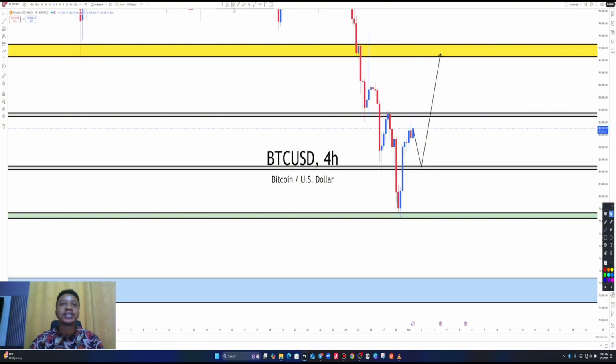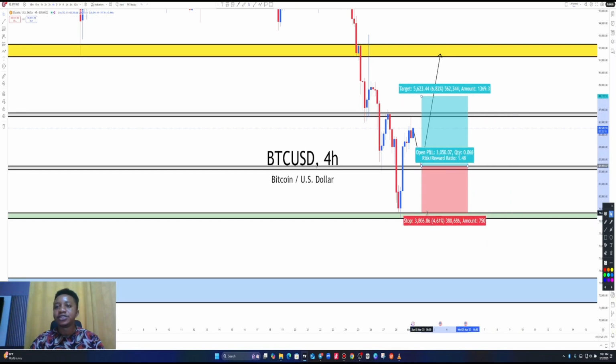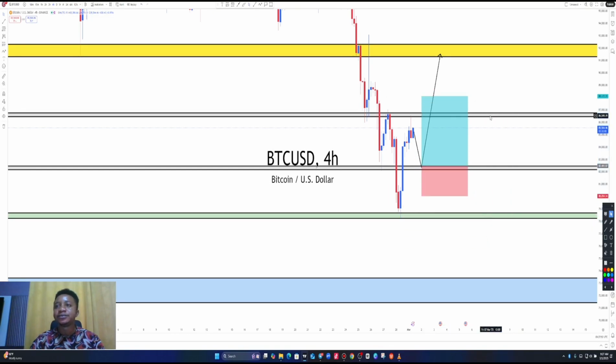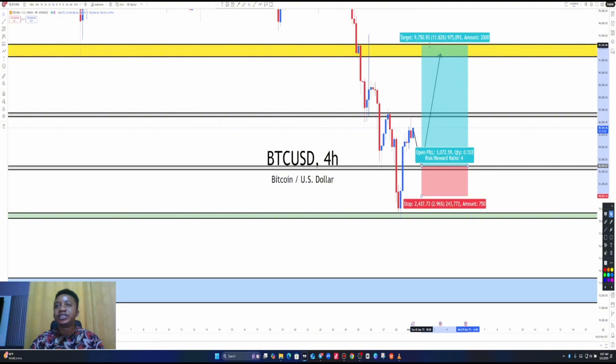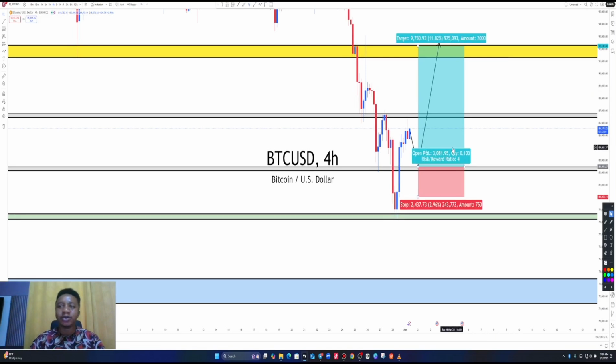So this is our first entry scenario on BTC USD. Very beautiful one. So if this entry scenario fails, then we go with the second entry scenario.